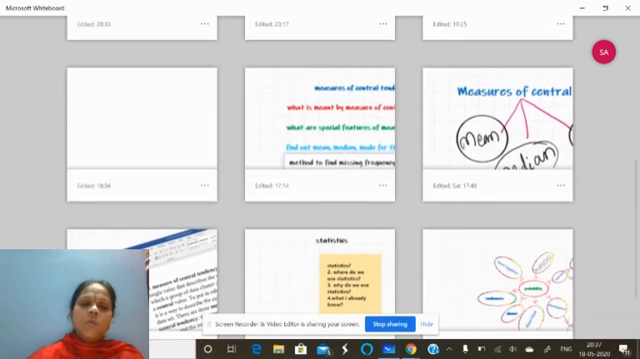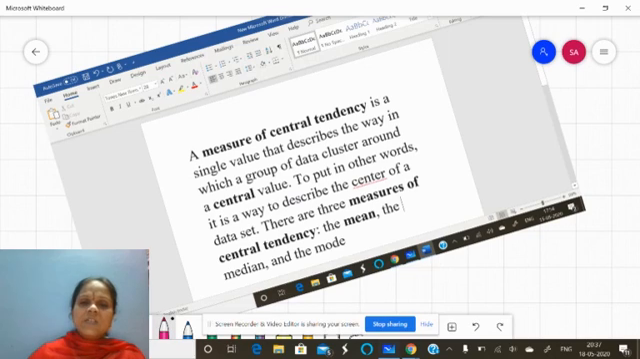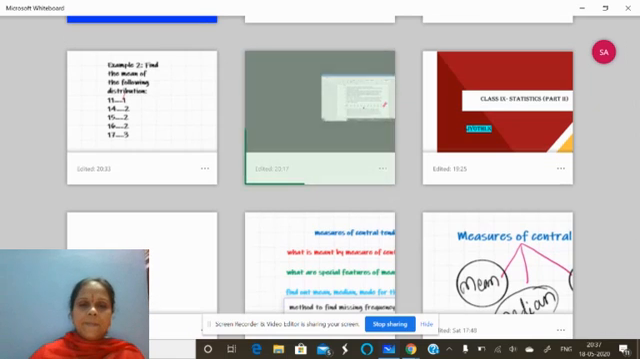Now first let us know what is central tendency. A central tendency is a single value that describes the way in which a group of data cluster around the central value. To put it in other words, it is a way to describe the center of data set. There are three measures of central tendency: mean, median, and mode. Now let us know something more about the mean.